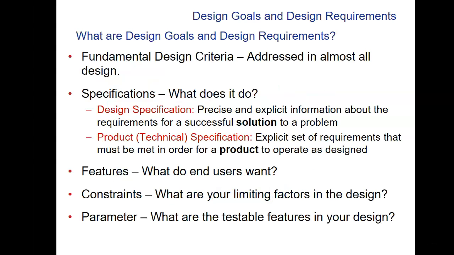So at this point in our design process, we're looking at the specifications. So you've addressed the fundamental design criteria, and then now we're asking, what does it do? So this is where we get into design specifications for your solution. They have to be precise and explicit, and they should describe what a successful solution would be able to do.